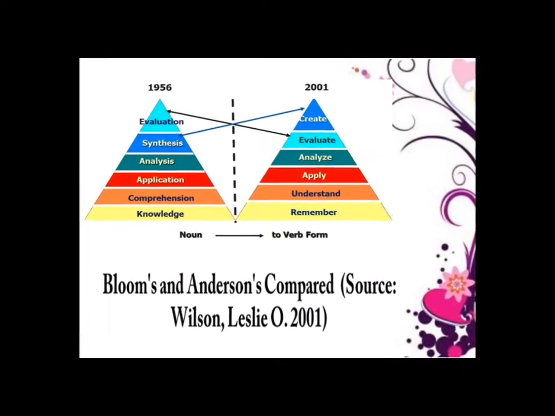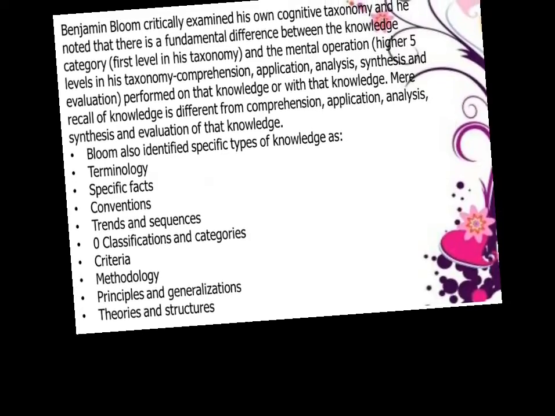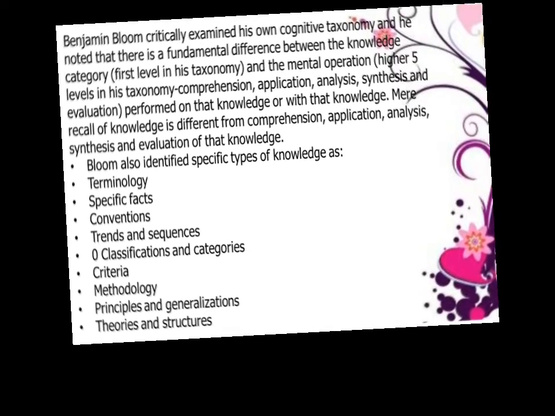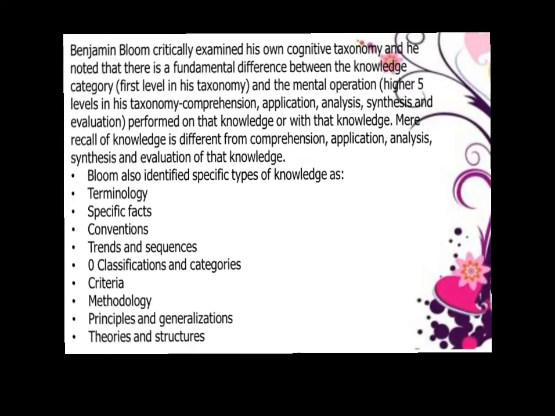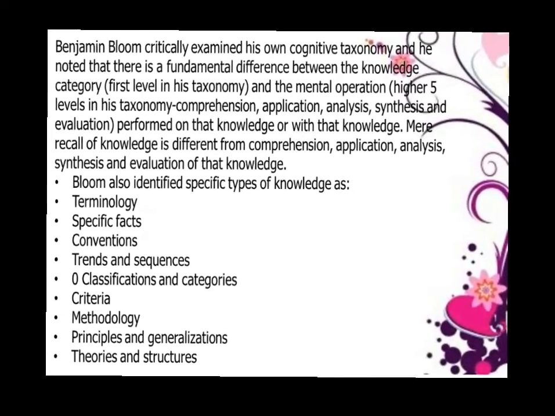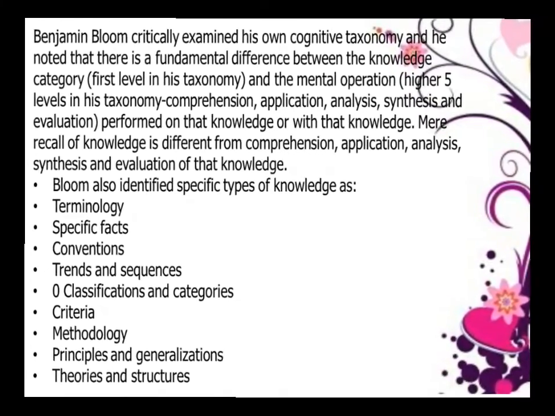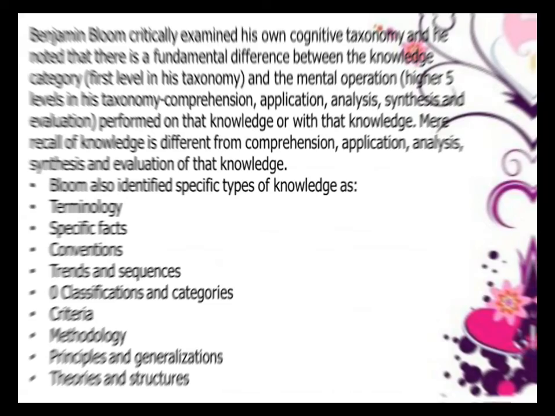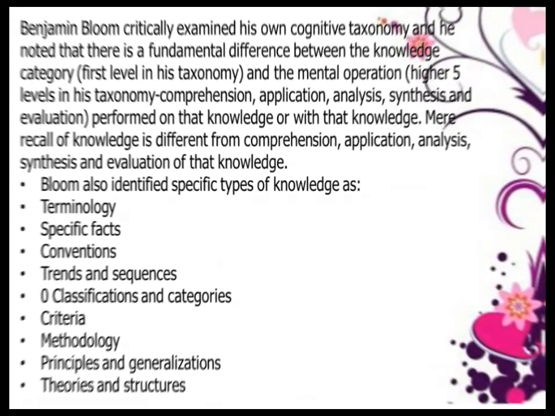Bloom's and Anderson's conferred. Source: Wilson, Leslie O., 2001. Benjamin Bloom critically examined his own cognitive taxonomy and noted that there is a fundamental difference between the knowledge category, the first level in his taxonomy, and the mental operations, the higher five levels in his taxonomy: comprehension, application, analysis, synthesis, and evaluation, performed on that knowledge or with that knowledge. Mere recall of knowledge is different from comprehension, application, analysis, synthesis, and evaluation of that knowledge.